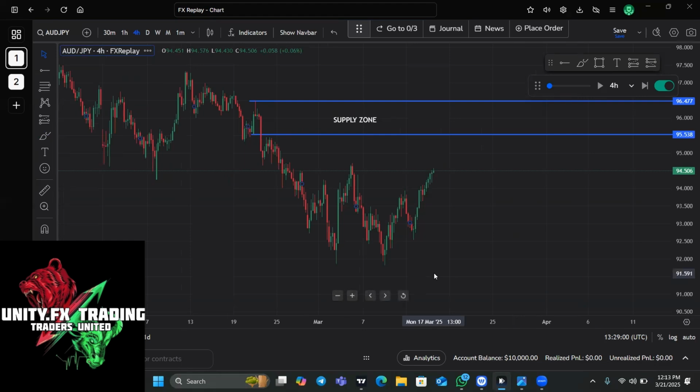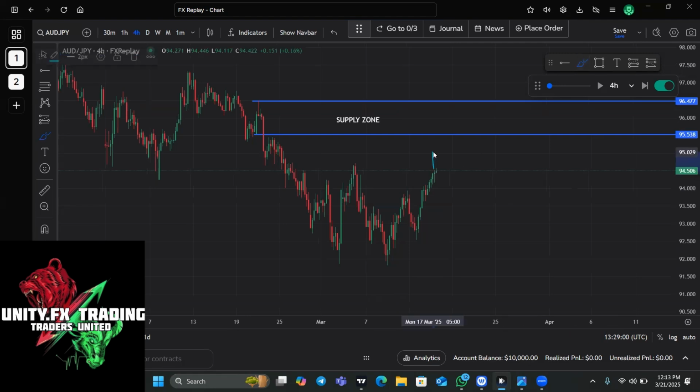But it's fine, guys. So this is how we managed to catch the AUDJPY. We took our trade here by the supply zone, guys. What we did was wait for price to get into the supply zone. After price gets into the supply zone, we just wait for a small pullback.